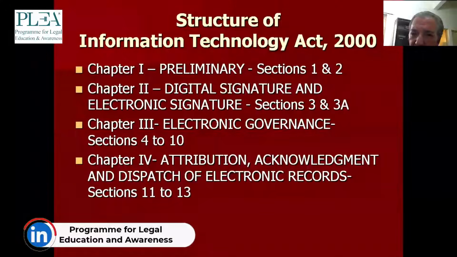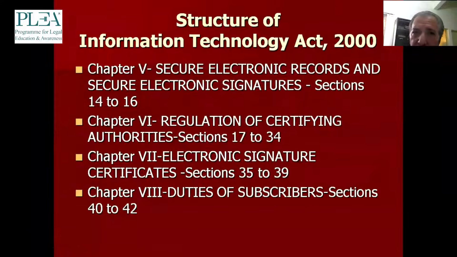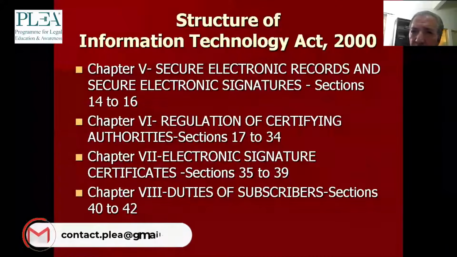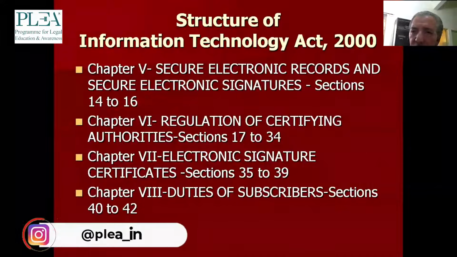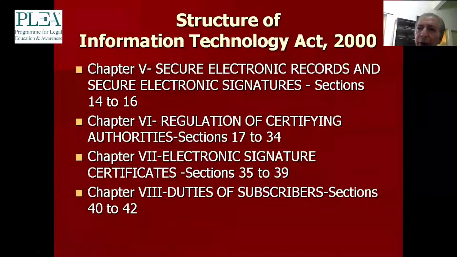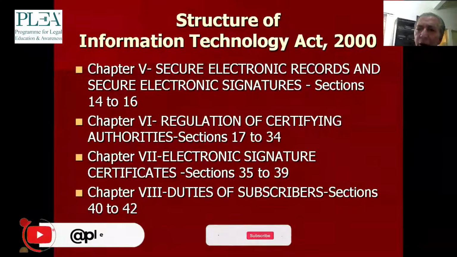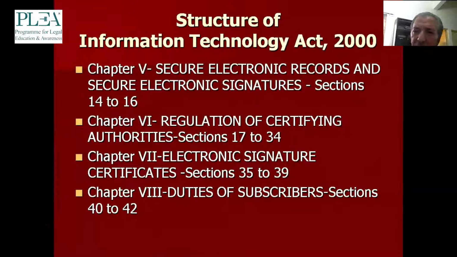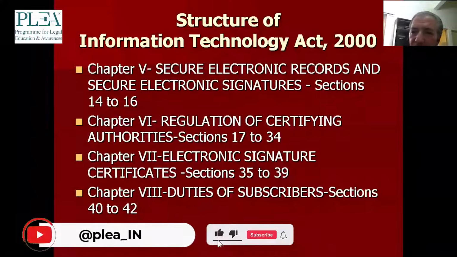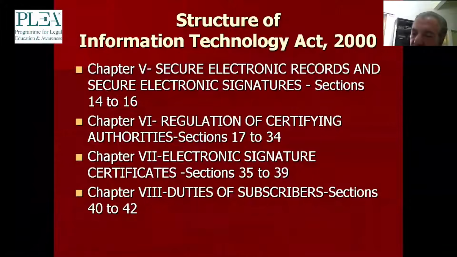Attribution, acknowledgement, and dispatch of electronic records, that is sections 11 to 13. Chapter 5 is about secure electronic records and secure electronic signatures, sections 14 to 16. Chapter 6 is regulation of certifying authorities, sections 17 to 34. Certifying authorities are like VeriSign, MasterCard, Visa, Google, Facebook, or even say Paytm, GPay. These could be certifying authorities. So they are given license by the Controller of Certifying Authorities, a government institution. So regulation of certifying authorities is sections 17 to 34. Electronic signature certificates, sections 35 to 39. Duties of subscribers, that is sections 40 to 42. That is, they give their correct records.